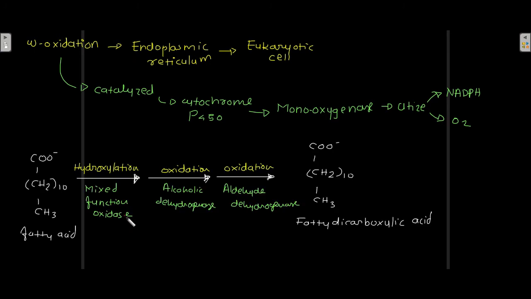So this is how your omega oxidation looks. There is your fatty acid. Okay, it is subjected to hydroxylation, then oxidation, and that results in the formation of fatty dicarboxylic acid. Now this hydroxylation is catalyzed by mixed function oxidase enzyme. Then oxidation is catalyzed by alcohol dehydrogenase, and this is how the process looks.